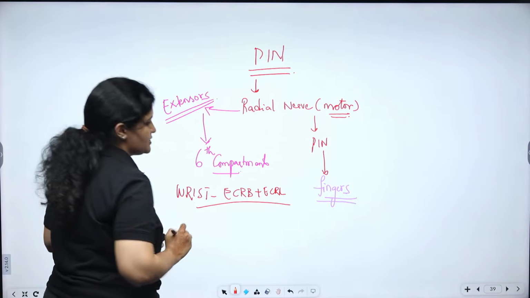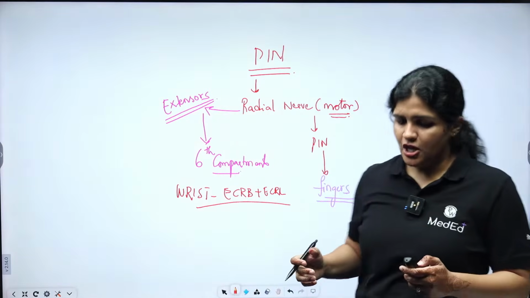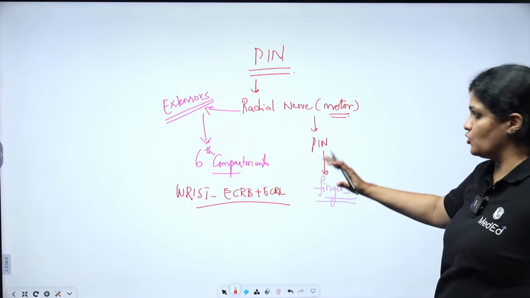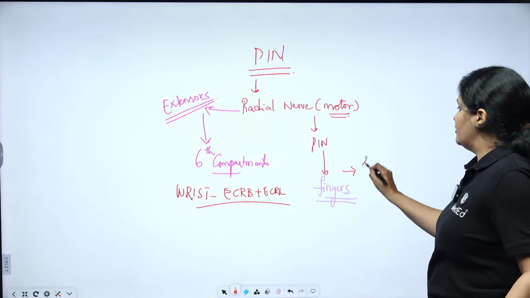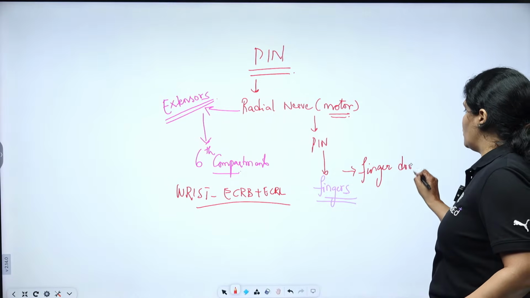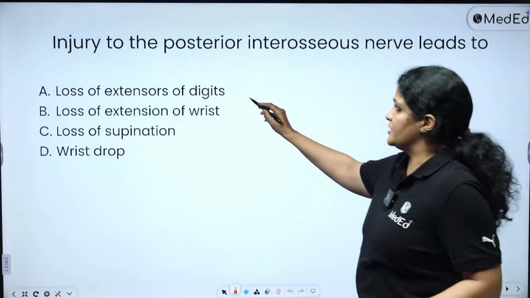So ERCL and ERCB are the ones mainly associated with the wrist joint. So there is no wrist drop if the PIN is injured, right? The wrist is normal, but what will happen? There will be finger drop. So there is a loss of extension of the fingers, a loss of extension of the digits.